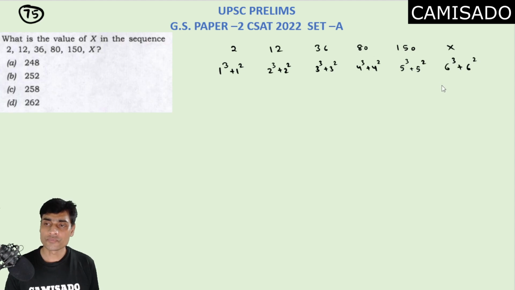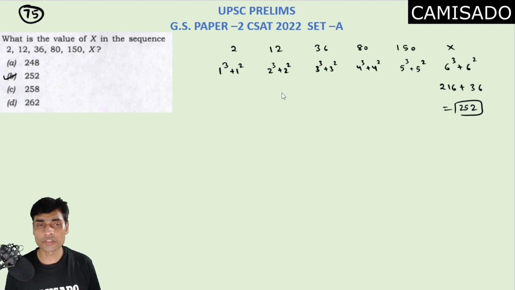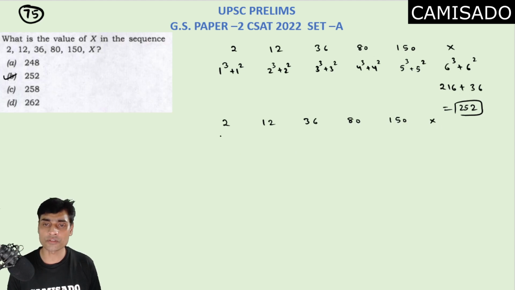6 cube is 216 plus 36. It will be 252. And I am not saying that this is the only way of solving this particular problem. There can be other ways also. You can go on calculating the difference between these, then also you can do. So one more technique I am telling you for this particular question, because I like such questions, and if we get more than one way of solving such a problem, then it will be beneficial for us from an examination point of view.